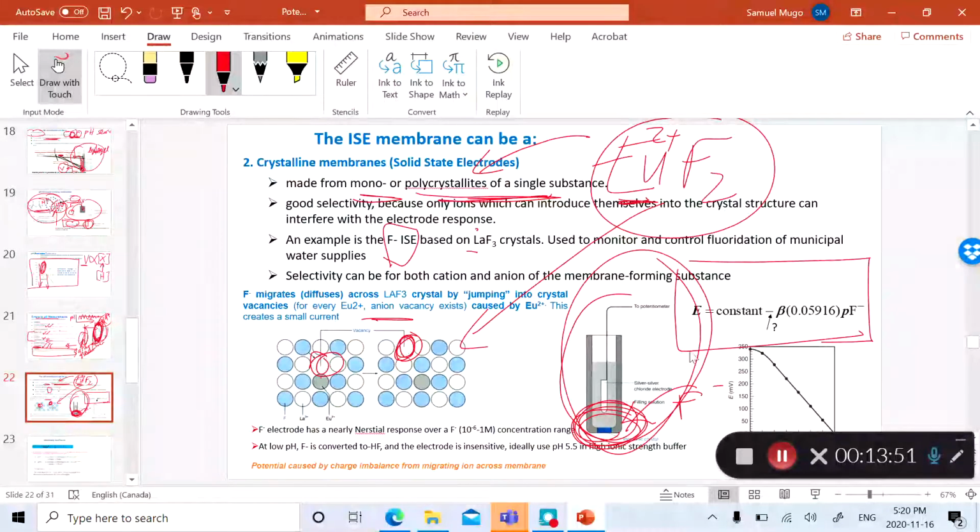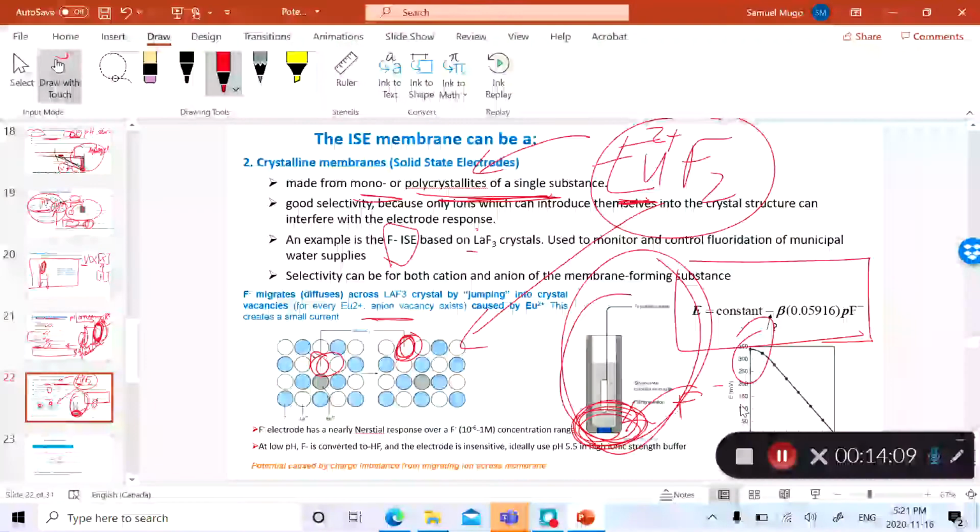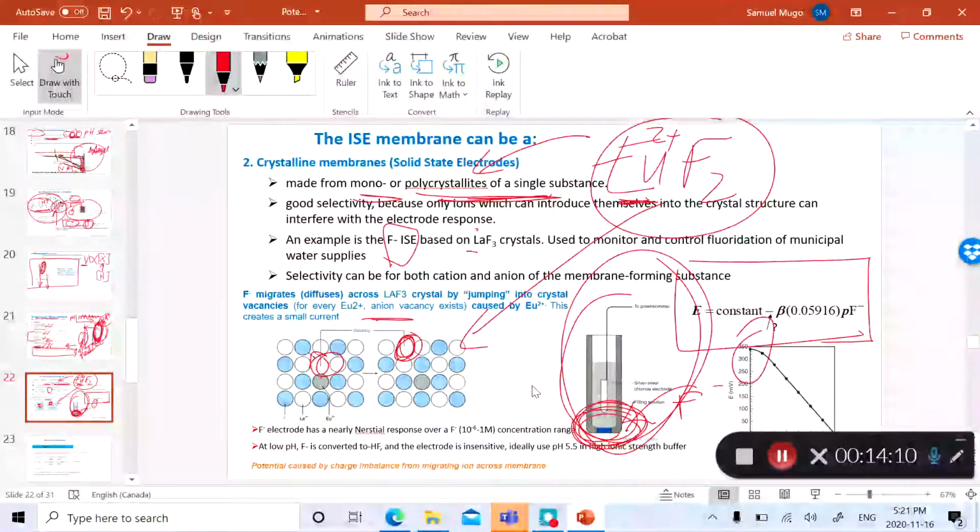But remember, you've got only so many cavities. So in very high concentration, you tend to saturate the cavities and the relationship ceases to be linear, and so on. And so the dynamic range would equally be fairly limited because of that. Well, this type of crystal, the fluoride ion selective electrode, is very, very selective to fluoride.